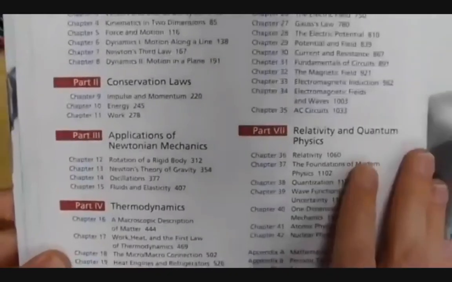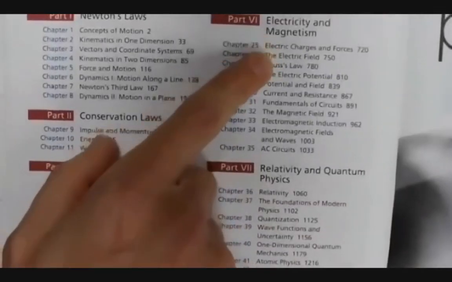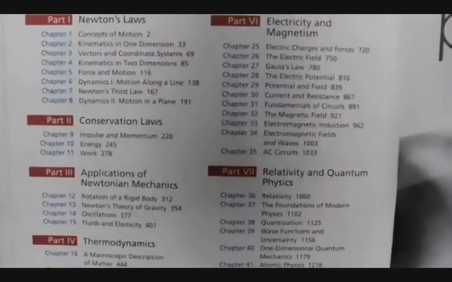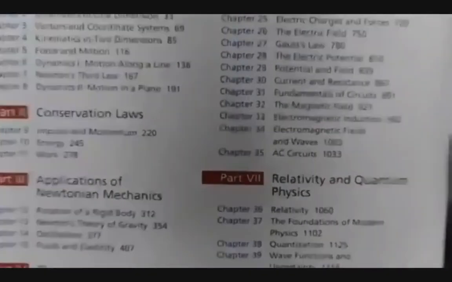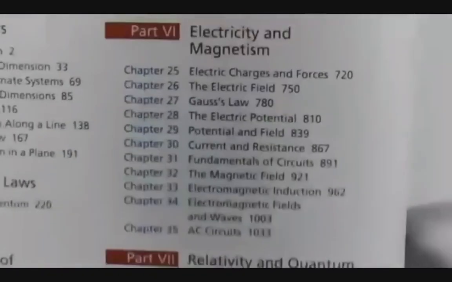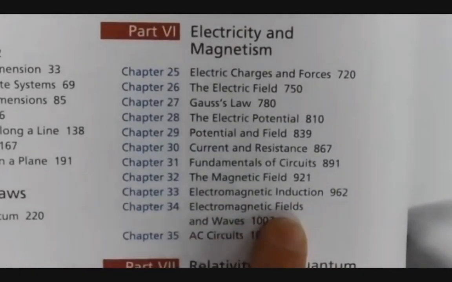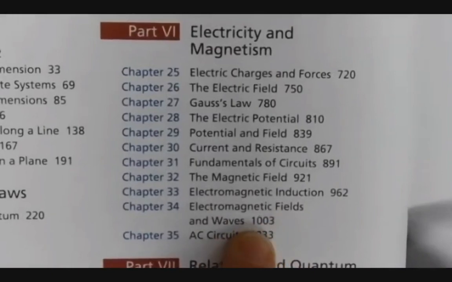We've been going straight through electricity and magnetism, pretty much right down the line. And we've gotten to magnetic field. And now we're going to be talking about electromagnetic induction. We will continue to electromagnetic fields and waves. That's the other half of the title of chapter 34.